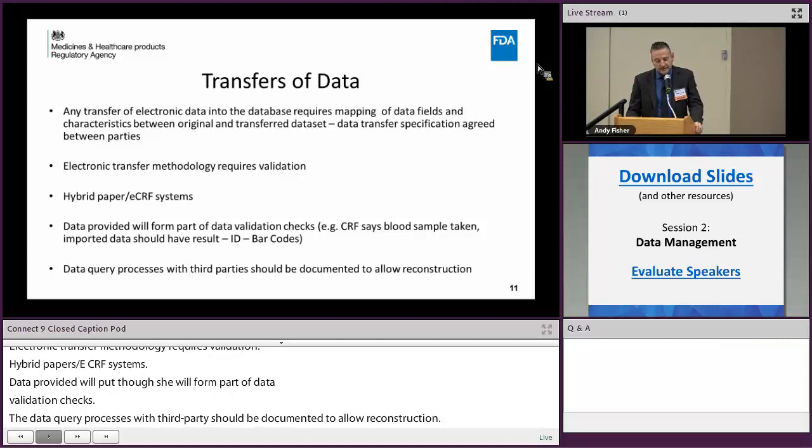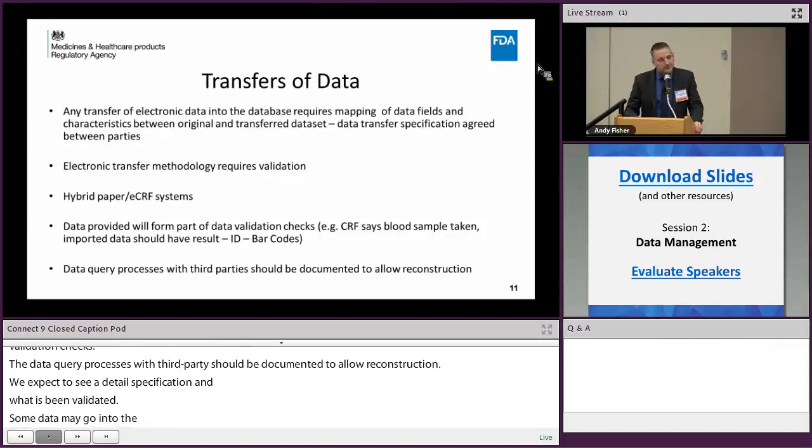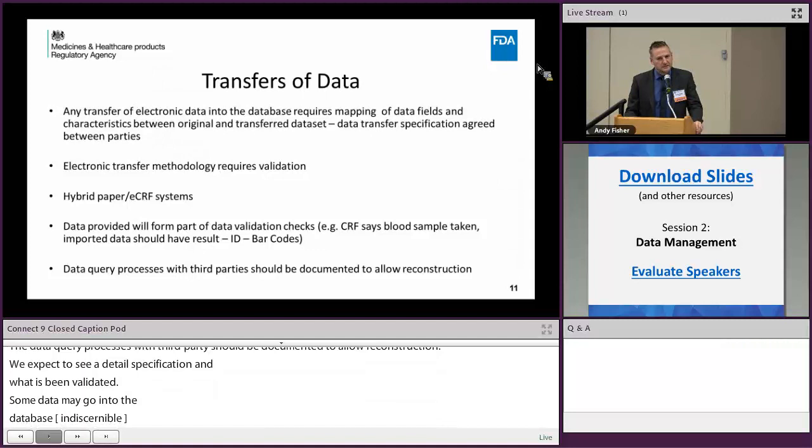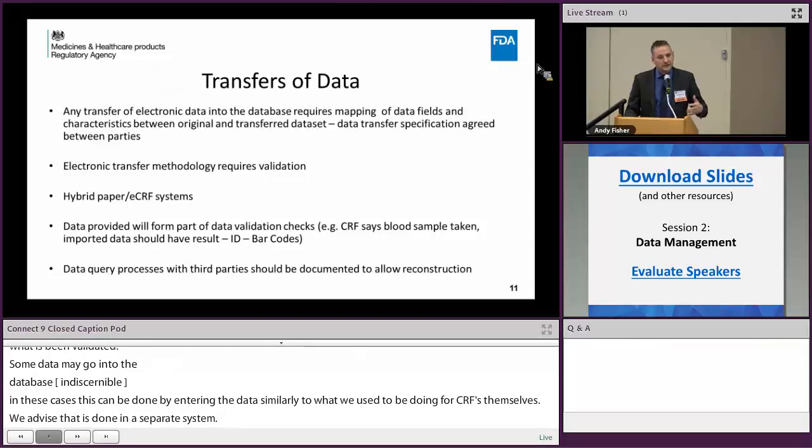So some data may go into the database from paper records. They may have some diaries if an electronic ePRO is not being used. And in these cases, this could be done by entering the data similarly to what used to be done for CRFs themselves, but it's advised that that's done in a separate system to the main eCRF for the trial. We also expect, as a result of the validation using vendors, that the query process is also put in place so we can reconstruct how that was done with the vendors' systems as well.